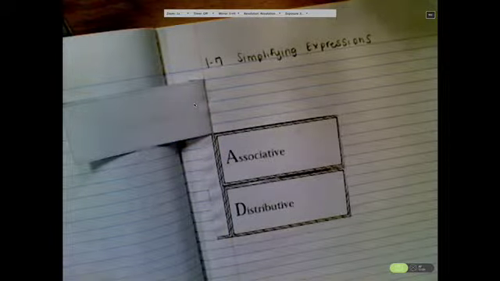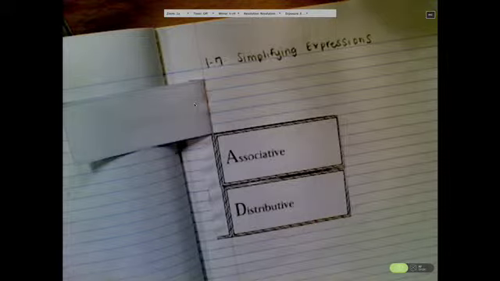So let's think about the commutative property first, okay? Commutative property has the root word commute in it. So can anyone explain to me what the word to commute means? Right, to travel. So if you're commuting from school and back, you're basically moving yourself to school and then back. Commutative property has a similar meaning.